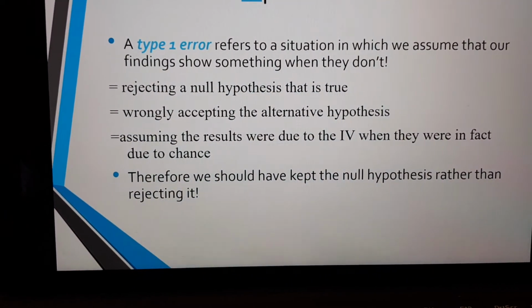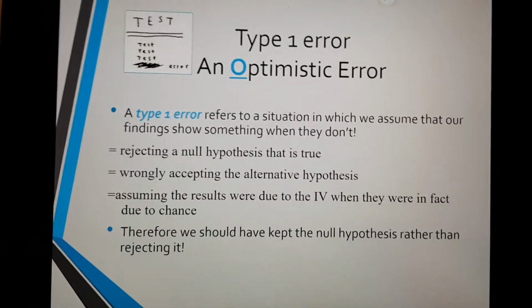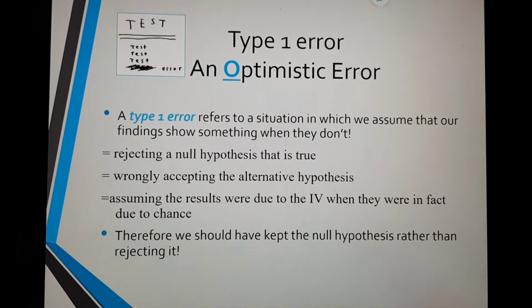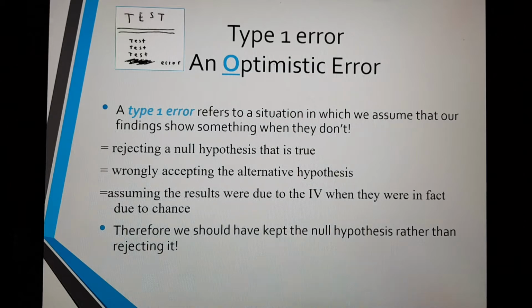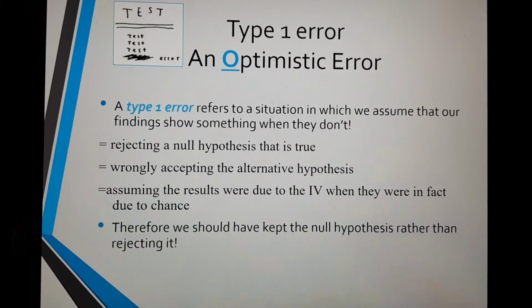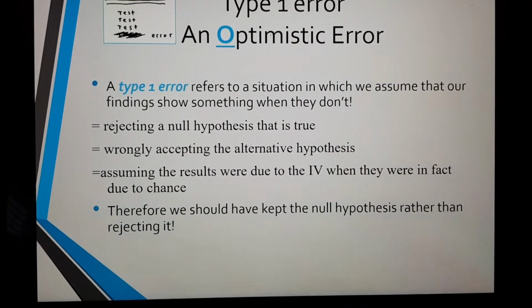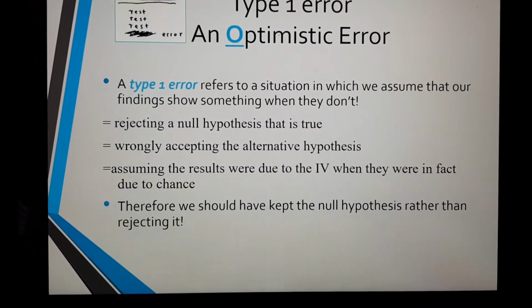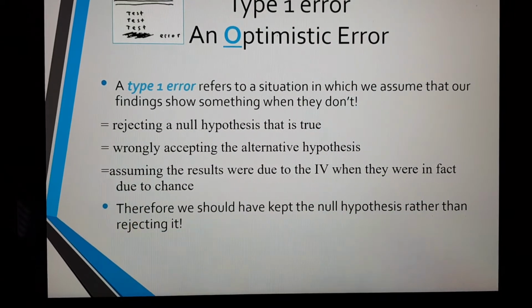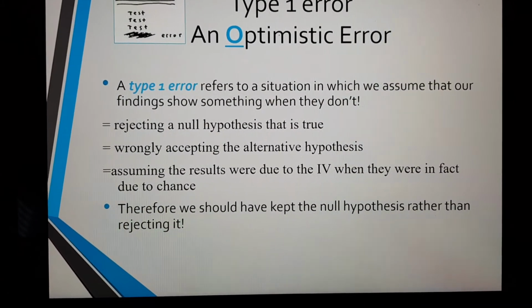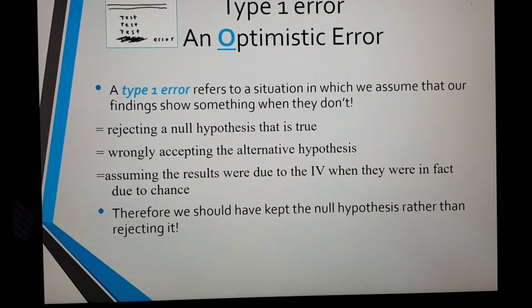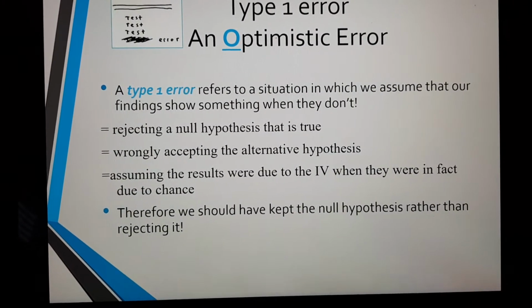So a type 1 error, okay, a way to learn this, to help you remember, is to think type 1 begins with O, and O is linked to optimism. So type 1 is an optimistic error. It refers to a situation when we assume that our findings mean something when really they don't. In other words, we're rejecting a null hypothesis that is true. So we're drawing the wrong conclusion. We're saying we have a significant result. We're accepting our alternative hypothesis when really we're incorrect.